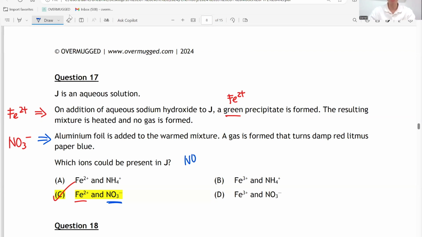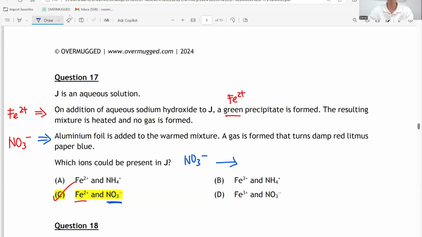For nitrate itself, why do we not do precipitation? Sulfate, I do precipitation. Chloride, I do precipitation, right? Then why for nitrate, I don't do the same thing? Because all nitrates are soluble, you will never get a precipitate. So the only way to test for your nitrate is this.